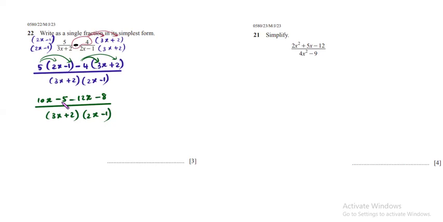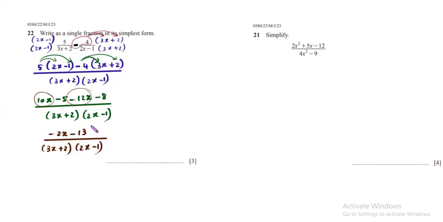So now I'm going to combine the like terms, which is 10x minus 12x, that is equal to minus 2x. Then I have minus 5 and minus 8, that is minus 13. This is over the factors given here, which is 3x plus 2, and then 2x minus 1. This is going to be the answer for this question.